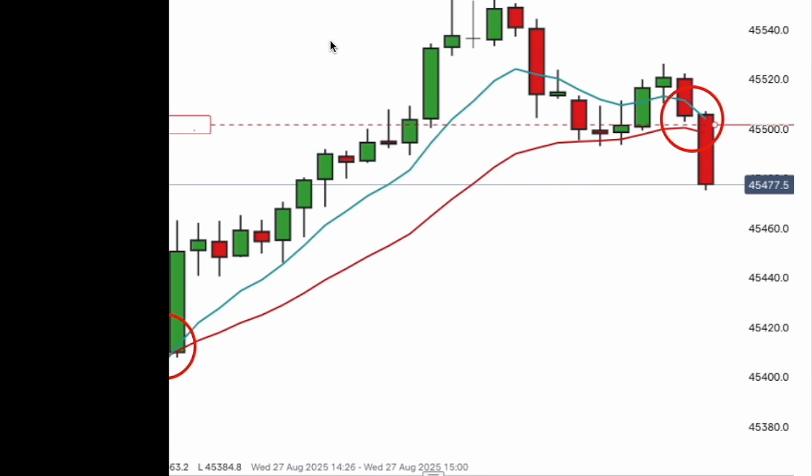Here's another one. On this trade, we've got a short, but we've got the same signals.